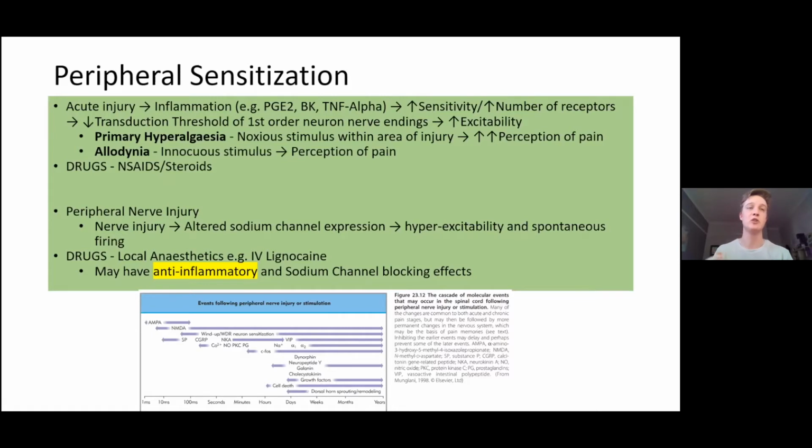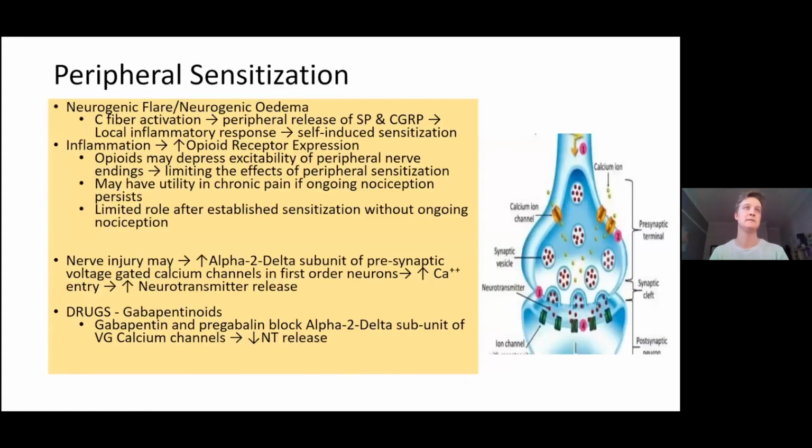And so local anesthetics, such as intravenous lignocaine in particular, can have effects both as anti-inflammatories, and they may have sodium channel blocking effects. And there's some thought that the dysregulation in the sodium channels may produce a channel subtype that's more susceptible to local anesthetics than other sodium channels.